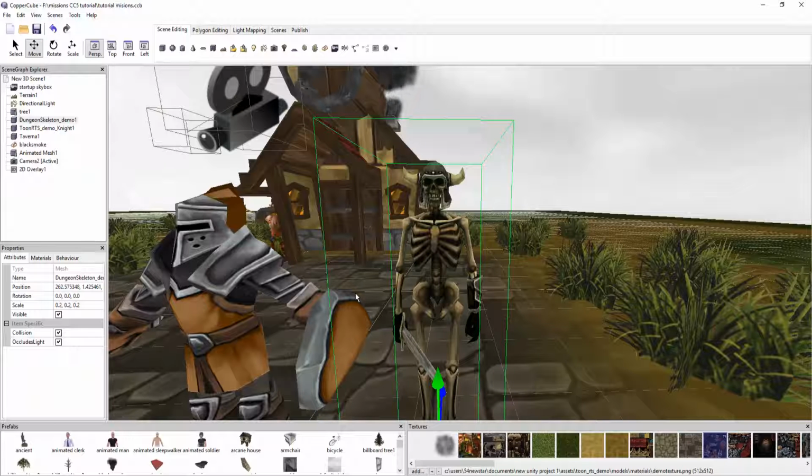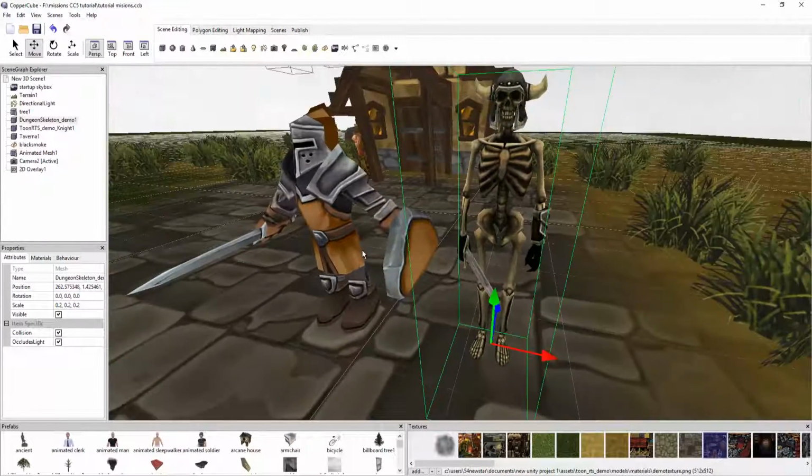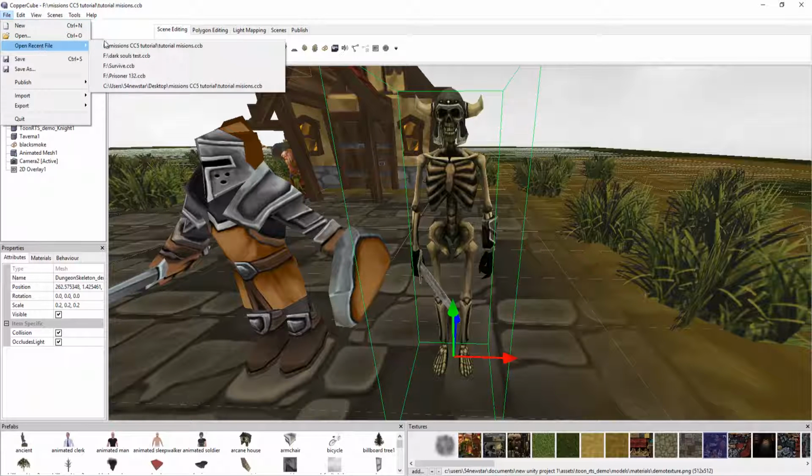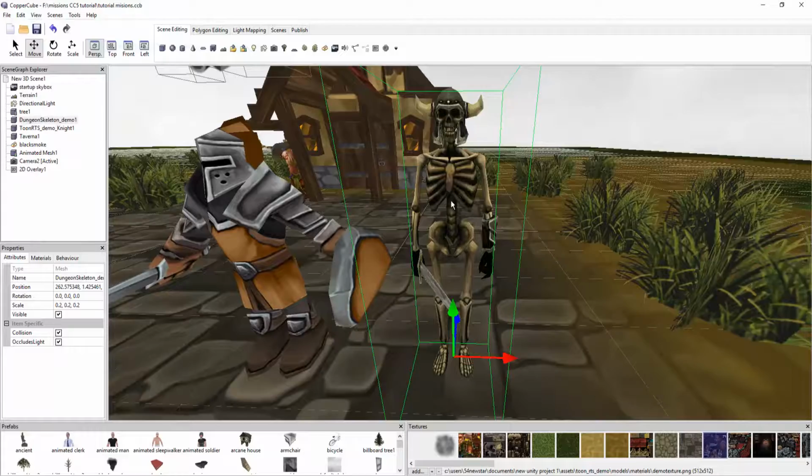So a health system, an inventory system. The inventory system sounds like it's going to create a little bit of an issue, but I think I have an idea for it.